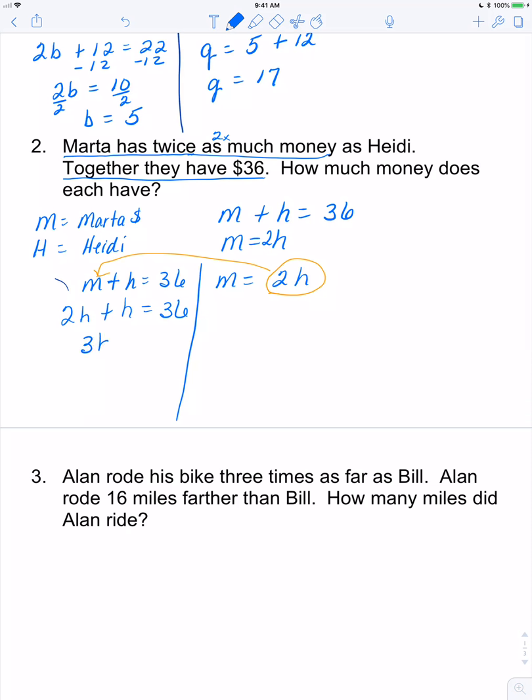So Heidi has $12. Now that we know H is equal to 12, we're going to say Marta has 2 times 12. So Marta has $24. If we need to write that on the side, Marta has $24. Heidi has $12. Final answer.